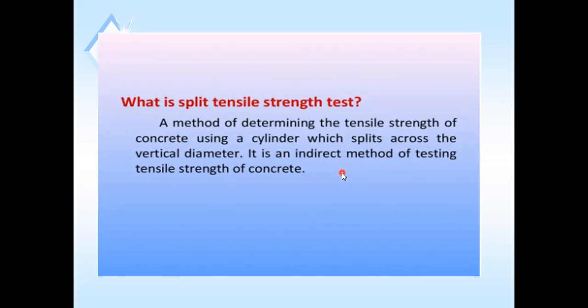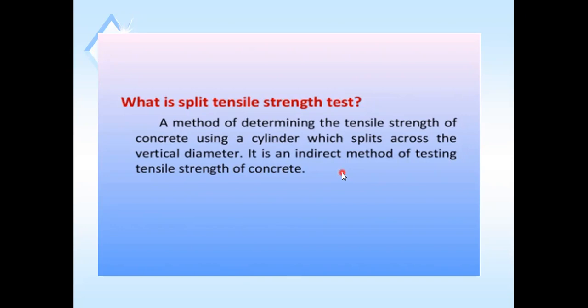So this is a method of determining the tensile strength of the concrete using a cylinder which splits across the vertical diameter. So it is an indirect method of testing the tensile strength of the concrete. As I told you, it is not possible for us to measure the direct tensile strength of the concrete. So for that purpose, we are going to take the indirect method into our consideration.